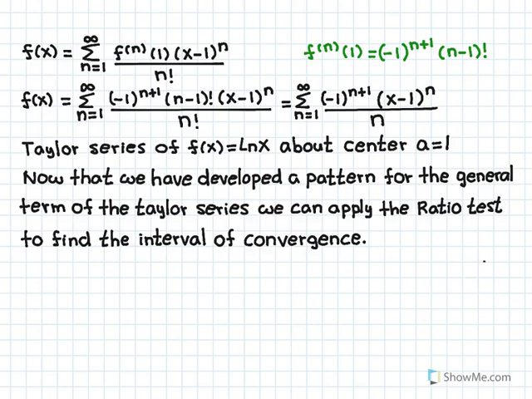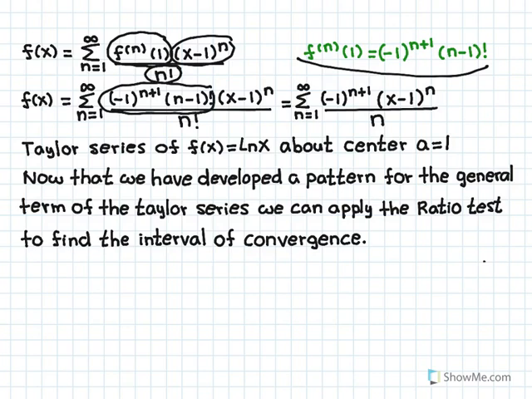Alright, so we have the Taylor series of the function. That's f of x is equal to summation n equals 1 to infinity, f^(n) of 1, the nth derivative of the function evaluated at x equals 1, times x minus 1 to the power of n divided by n factorial. And we found the pattern for the nth derivative at x equals 1. This is negative 1 to the power of n plus 1 times n minus 1 factorial. So we put that in here, times x minus 1 to the power of n divided by n factorial. And then we did some simplification. And this is the most simplified compact form of the Taylor series of the function log x at x equals 1, which is summation n equals 1 to infinity, negative 1 to the power of n plus 1, times x minus 1 to the power of n divided by n.